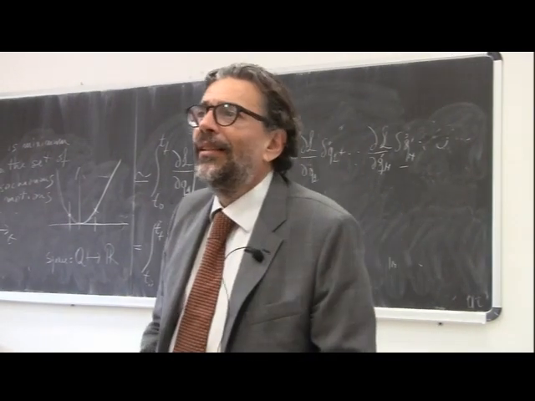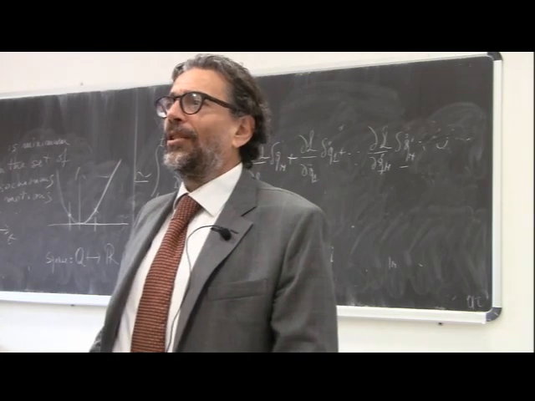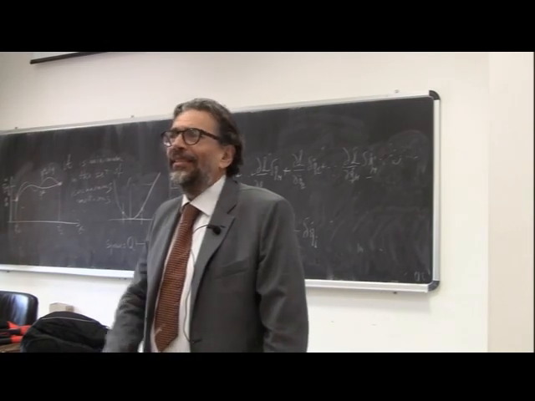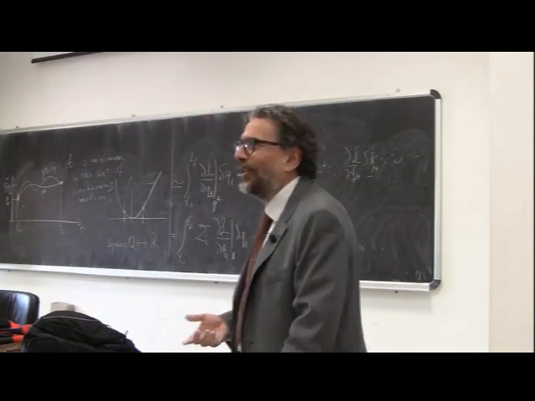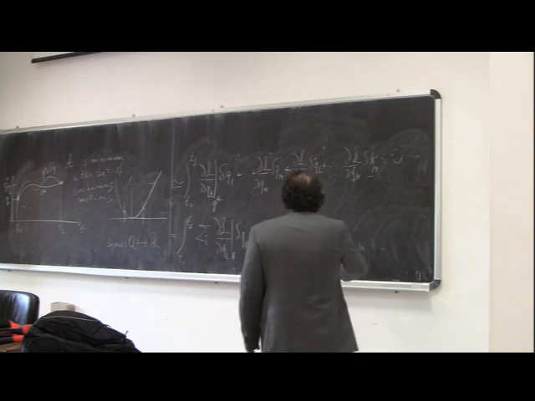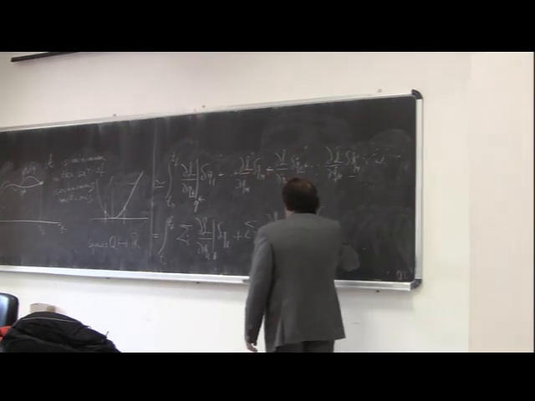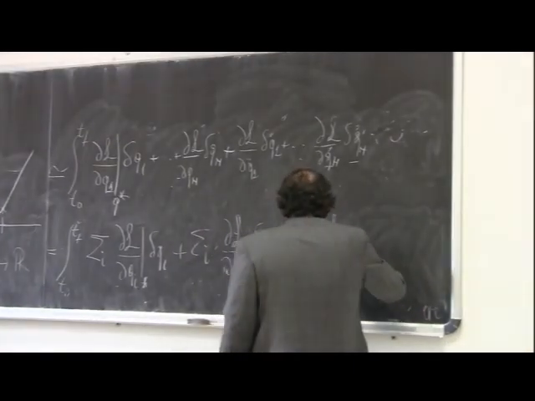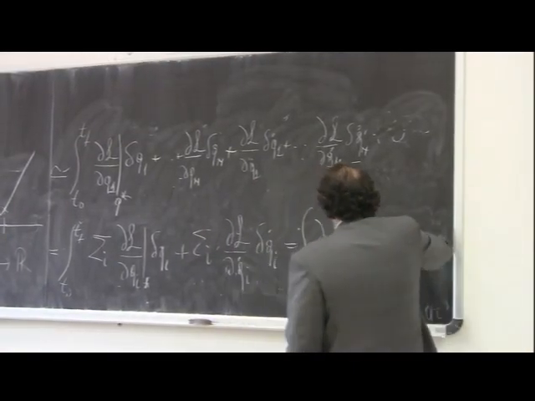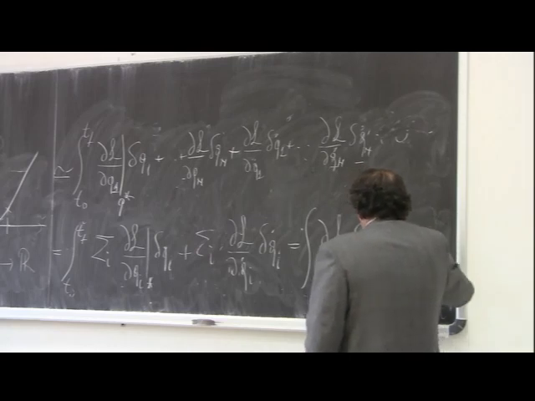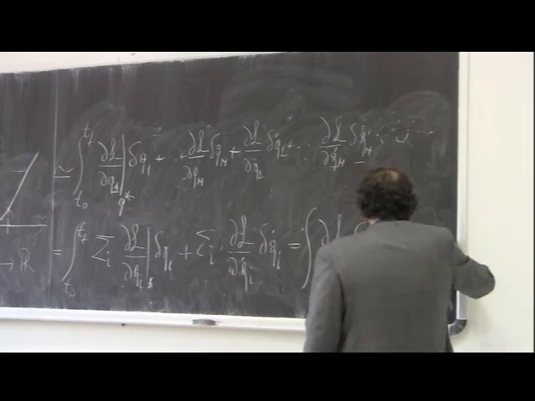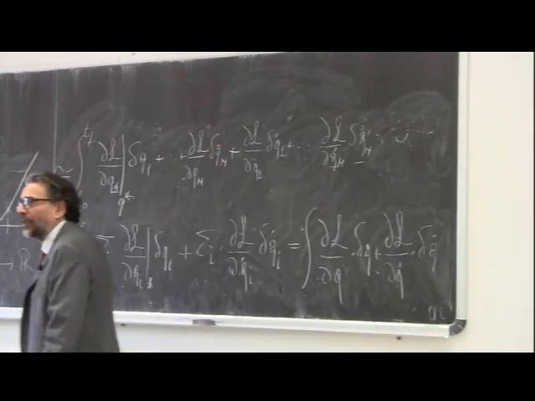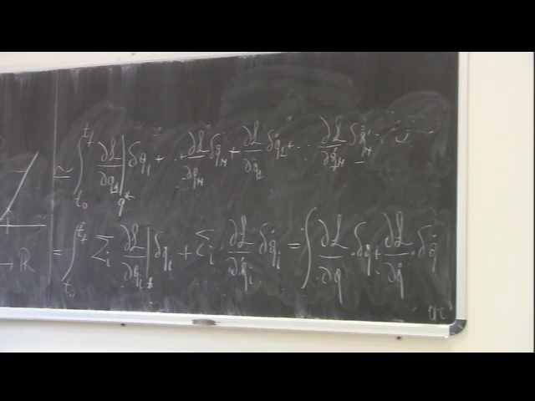However, mechanicians of the Lagrangian school, as I am, consider even this notation too much, and we equivalently write integral of dL over dq delta q plus dL over dq dot delta q dot. This dot meaning the saturation of the index. Okay?